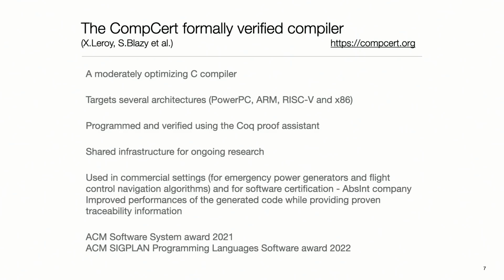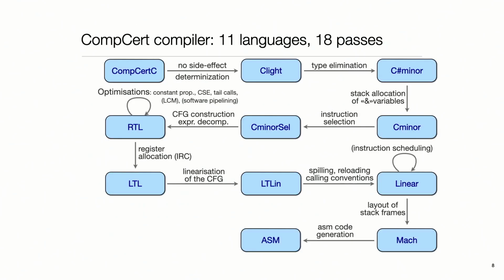In both cases, the interest in CompCert stemmed from the fact that people in industry needed to improve the performance of the generated code, and with CompCert they managed to do this while ensuring the traceability guarantees that are required by the certification standards. So CompCert performs a series of 18 compiler passes, starting from CompCert C, the source language of the compiler, that has a non-deterministic evaluation of expressions, down to assembly.